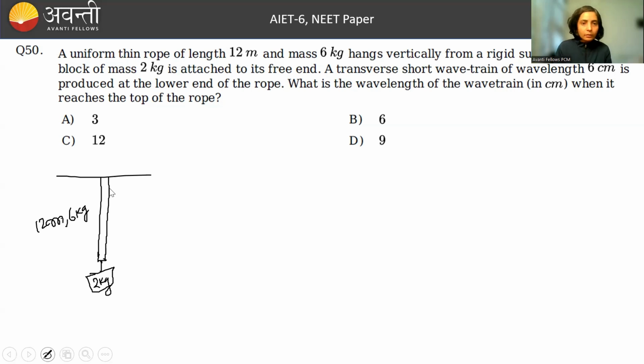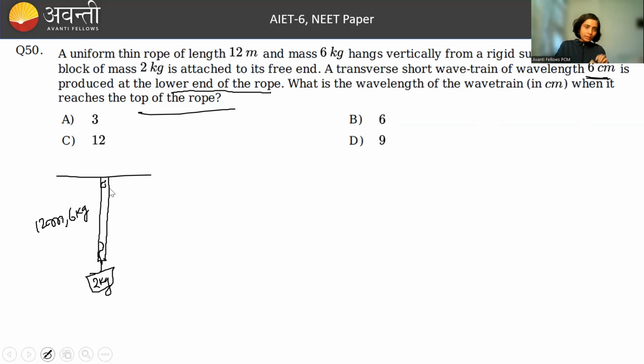What is the wavelength of the wave train? A transverse short wave train of wavelength 6 centimeter is produced at the lower end of the rope. What is the wavelength of the wave when it reaches the top of the rope? So what will be the wavelength when that same wave train which originated here reaches the top? What will be its value?